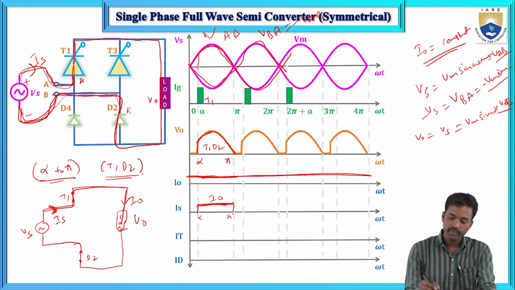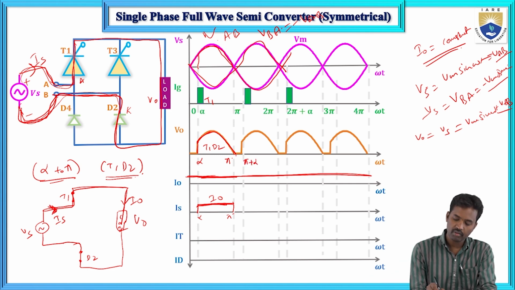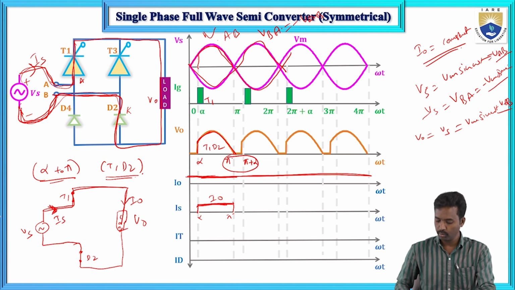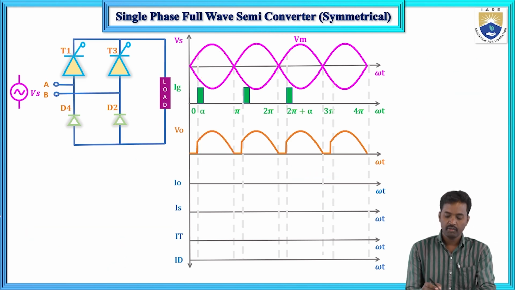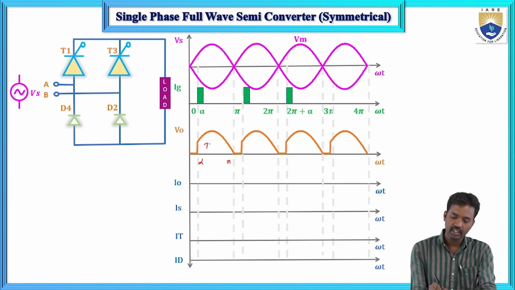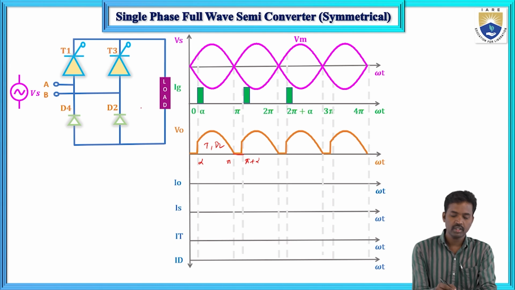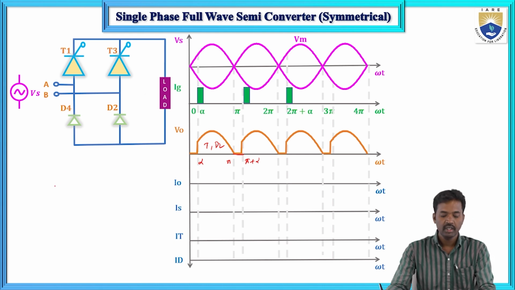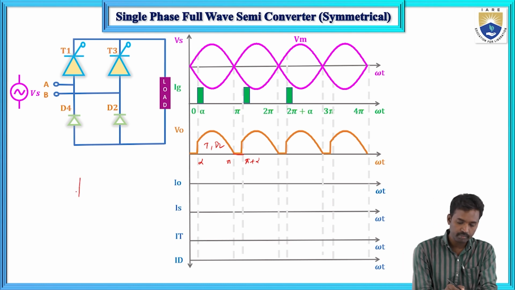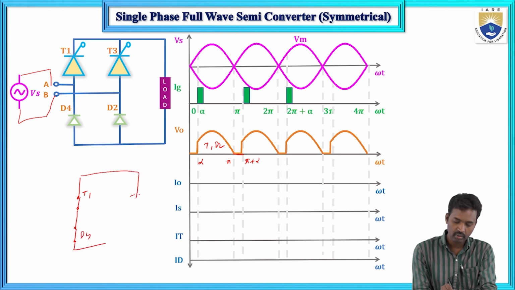Now from pi to pi plus alpha, what will happen? From alpha to pi, T1 and D2 conduct. From pi to pi plus alpha, how will they conduct? Now T1 and D4 will conduct. So this is the load.